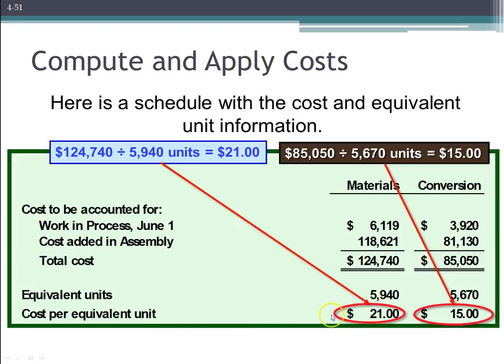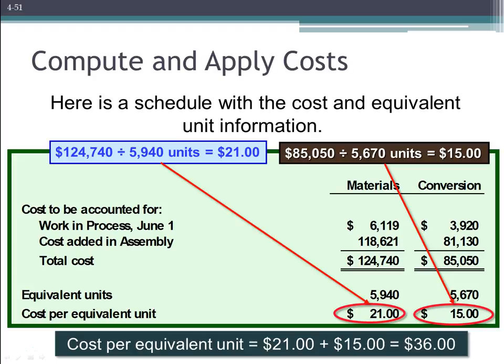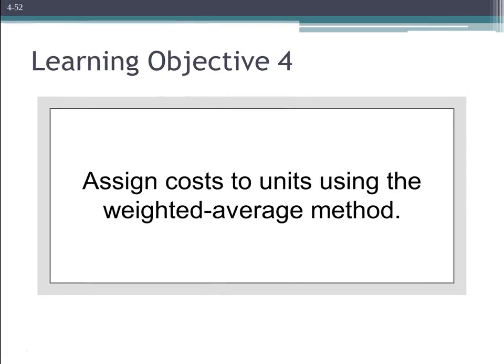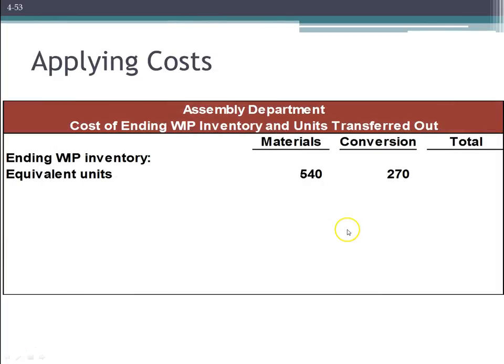And these are the costs that we will apply to all of the units, both that were transferred to the next department and that remain in ending work in process inventory of Department A, so that we know a cost amount to assign to all those units. You could, of course, take the total, but we will keep working with them individually to keep things simple for us, materials and conversion. Let's go ahead and assign the cost to the units using that weighted average method.